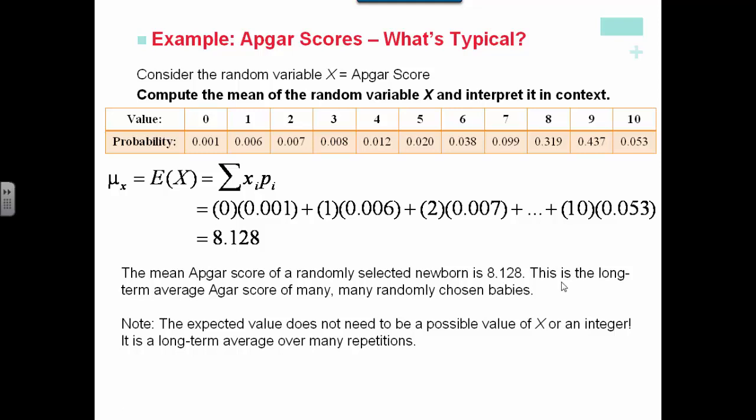This is the long-term average APGAR score of many randomly chosen babies. Note, the expected value does not need to be a possible value of x or an integer. It's a long-term average over many repetitions.